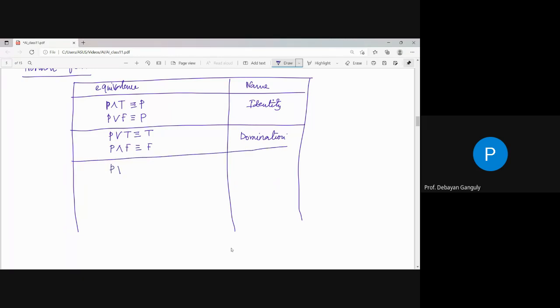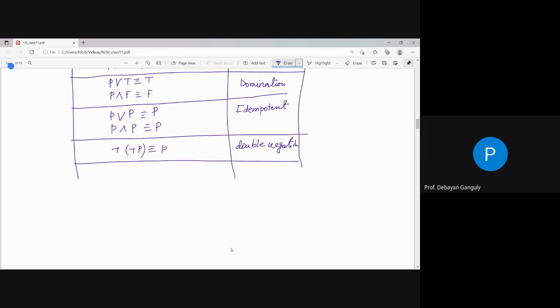Simply, P and P gives you P, and P or P also gives you P. That is called the idempotent law. Now another law: double negation, which you already know. Not not P gives you P, and this is nothing but double negation.